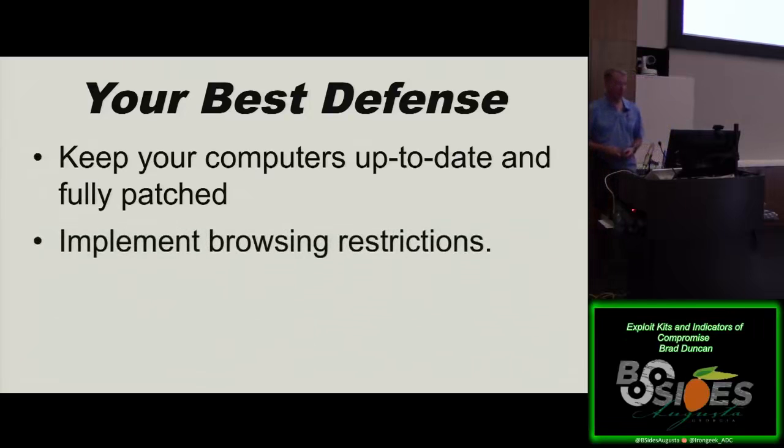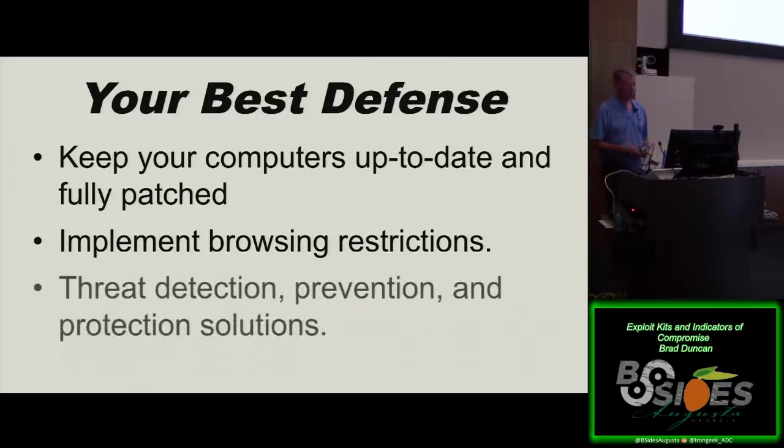You can implement browsing restrictions. There's also group policy restrictions that you can do that would lessen the chance of malware, if it actually gets to your machine through an exploit kit, of being executed. And finally, threat detection, prevention, and protection solutions, at least in the enterprise environment, are a way that many enterprises try to combat this threat.